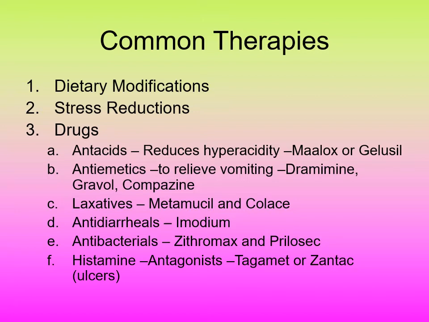Common therapies. Dietary modification. Now, this is helpful in treatment of many GI disorders. For example, maybe a gluten-free diet for people with celiac disease. Stress reduction for people with peptic ulcer or chronic inflammatory bowel disorder when recurrences have been shown to be stress-related, and just something to keep in mind that stress has a profound effect on the GI tract as it does with many other systems, but very, very much so in showing manifestations in the GI tract.